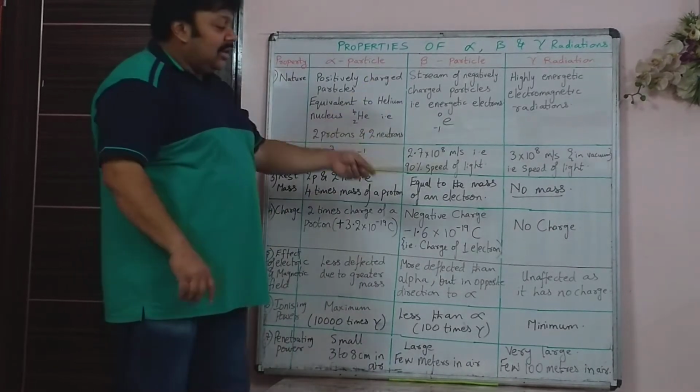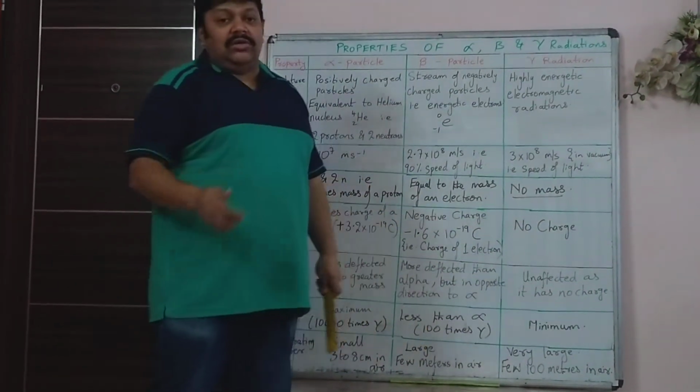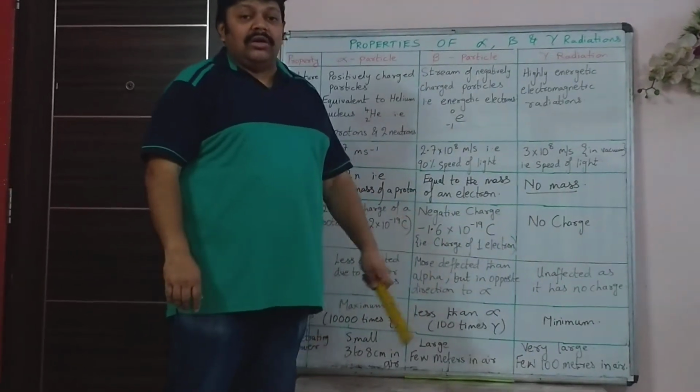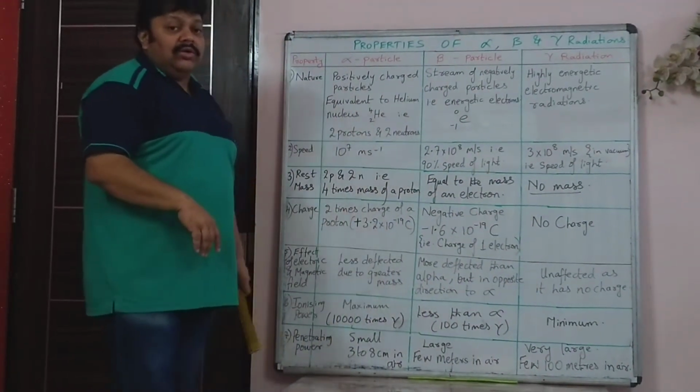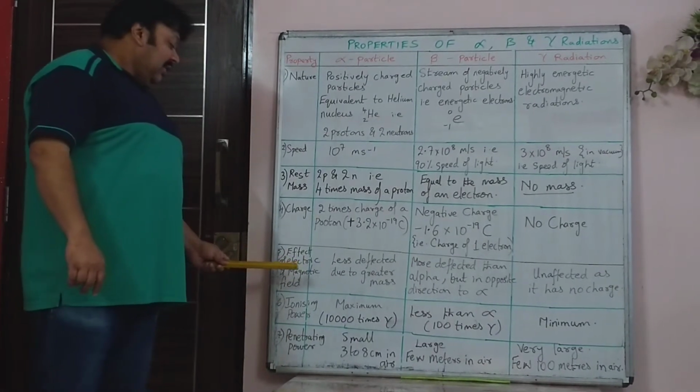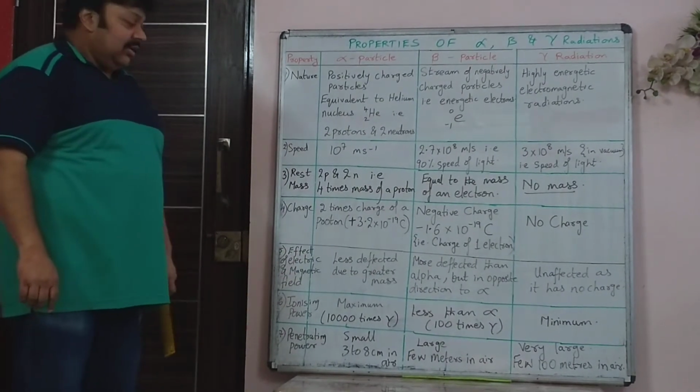And the last one doesn't have any charge. You've seen it in the diagram. It goes straight, undeviated. It is neither moving towards the positive nor the negative terminal. Effect of an electric or magnetic field.